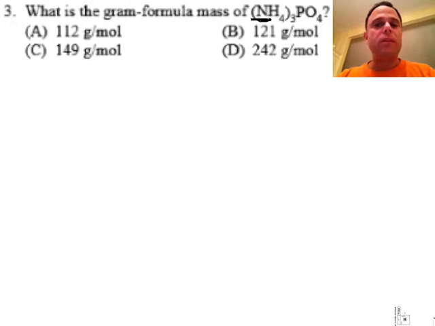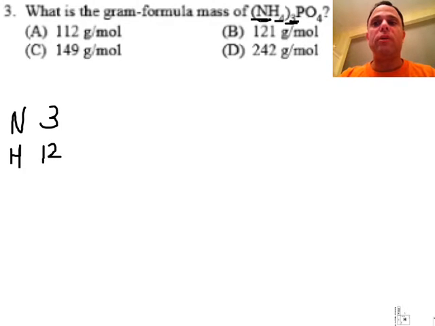Nitrogen. How many moles of nitrogen do we have? And according to this 3 here, applied to the ammonium, we've got 3 moles of nitrogen. How many moles of hydrogen? Within the parentheses we have 4, but the 3 multiplies it by 3. 3 times 4, we've got 12 moles of hydrogen. How many phosphoruses do we have? And that is but 1. And how many moles of oxygen? We've got 4.